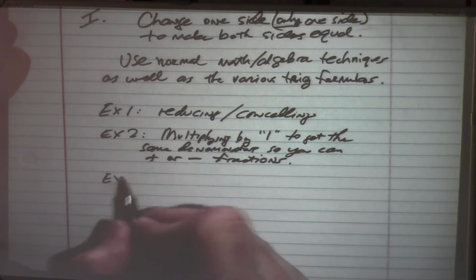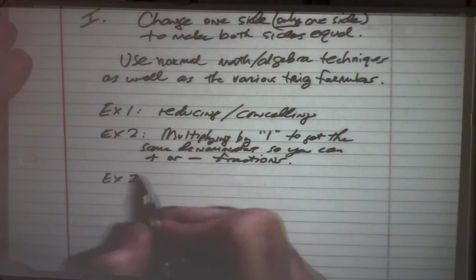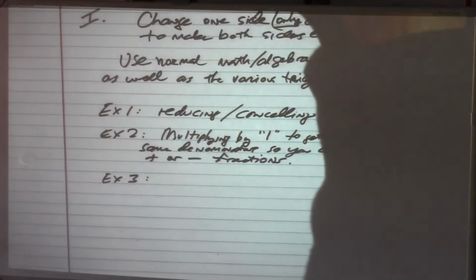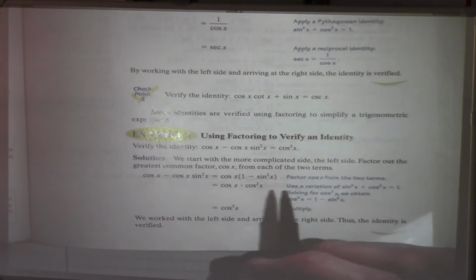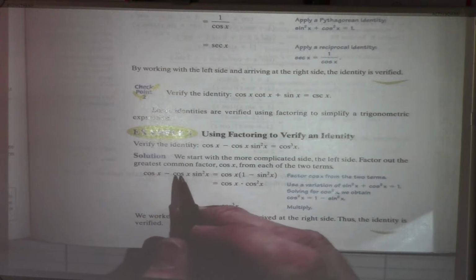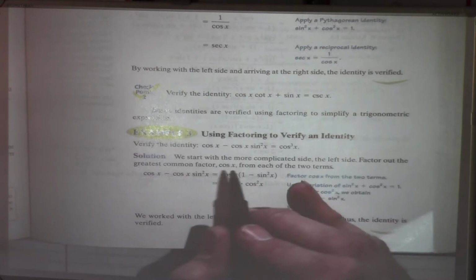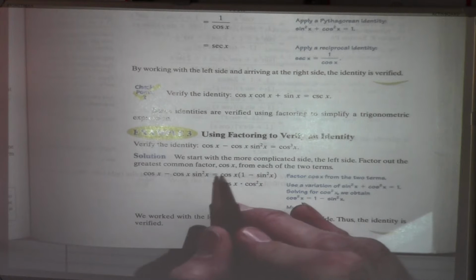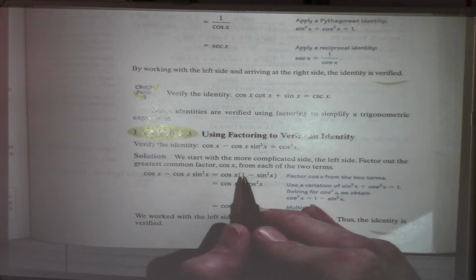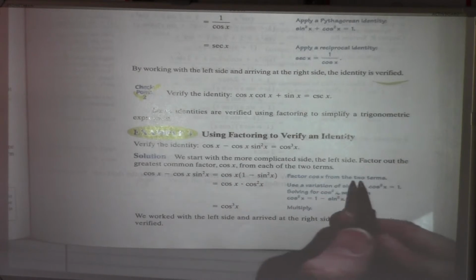In example 3, we see that it's using basic factoring. Let's take a look at that. Really basic, but very important factoring. You see here a cosine x minus cosine x sine squared x. There's a cosine x in each term. So you can take cosine x out of both of them, and that means you have to have a 1 here. But now you do. So this is taking out a common factor.